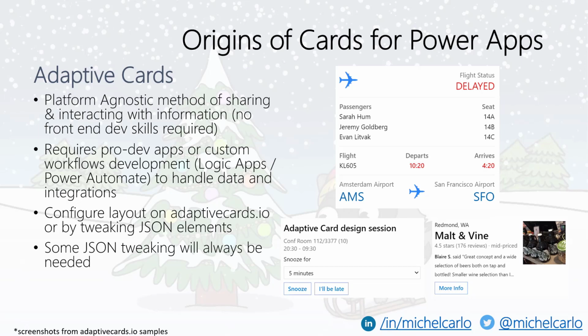You can get started by configuring adaptive cards on adaptivecards.io, or you can simply create it from scratch using JSON if you know the exact elements or how to create them. But even though you can use adaptivecards.io to get started creating your adaptive cards, you will always need to do some JSON tweaking to make it work perfectly on your apps with Power Automate.